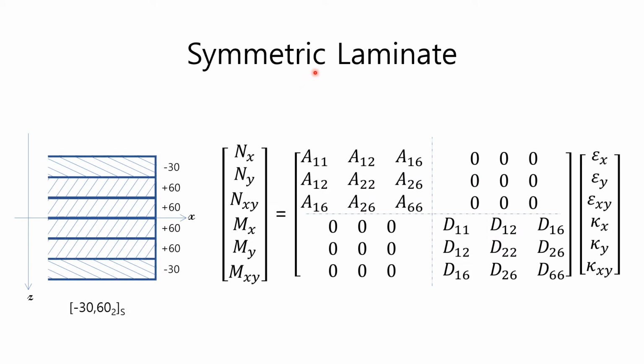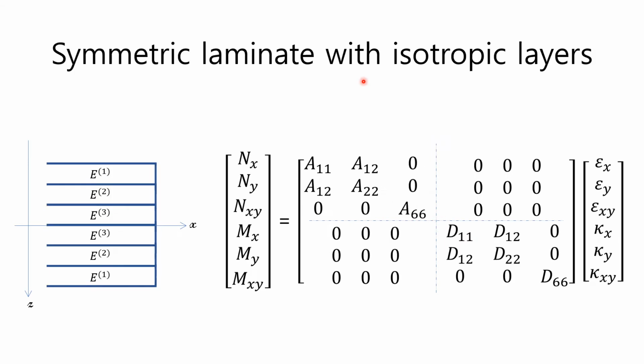In the symmetric laminate, all the elements of the B matrix are equal to zero. But the in-plane cross-coupled stiffness elements, A16 and A26, are not zero. Therefore, there will be a plies tear. In the symmetric laminate with isotropic layers, all the stiffness elements of the B matrix are equal to zero, and A16 and A26 are also equal to zero. Therefore, there will be no plies tear.